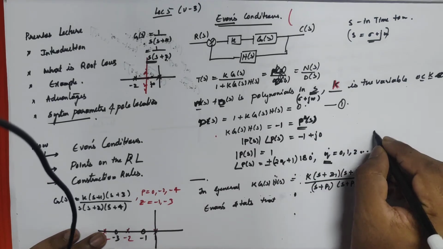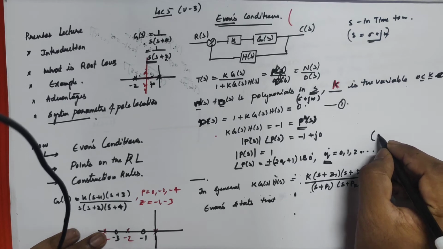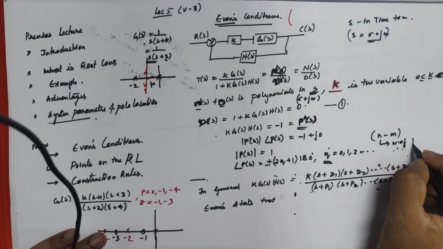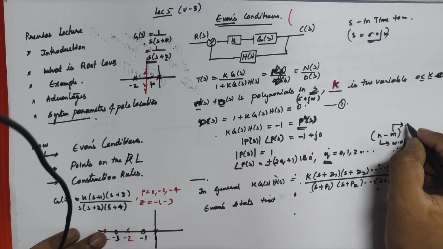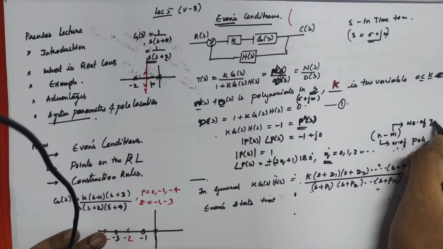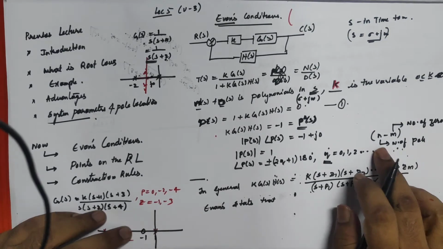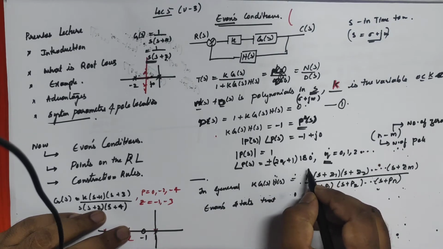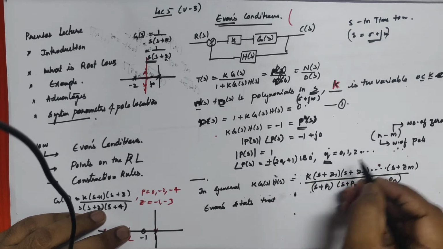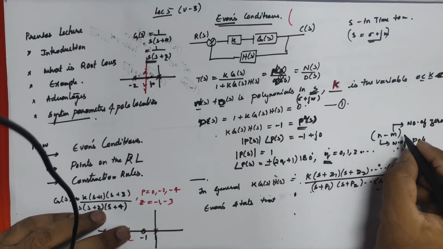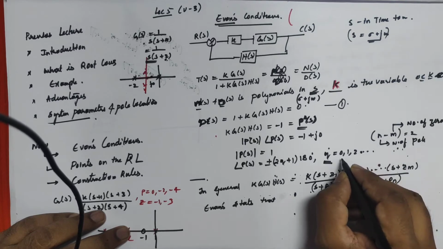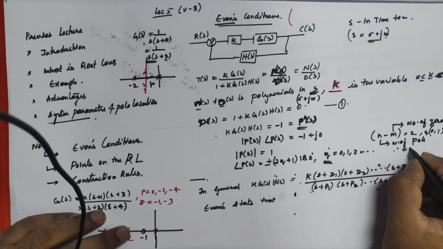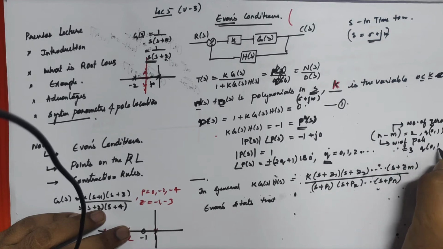The q value is related to n minus m, where n is the number of poles and m is the number of zeros. So the angle should be plus or minus (2q plus 1) into 180, which means q is varied from 0, 1, 2, 3. If n minus m equals 2, then q will be 0, 1. If n minus m equals 3, then q equals 0, 1, 2.